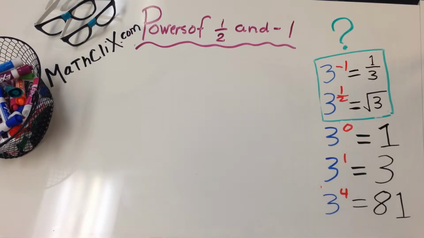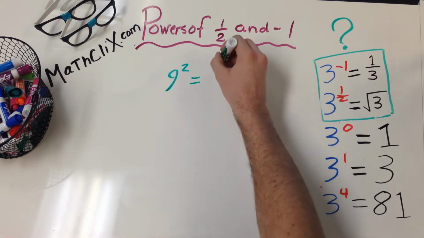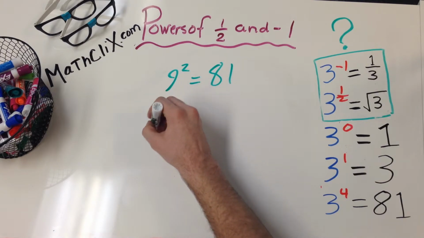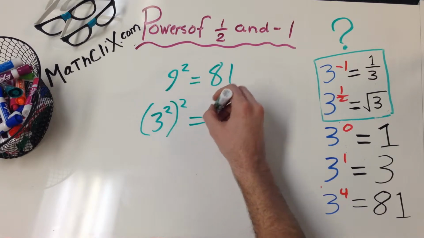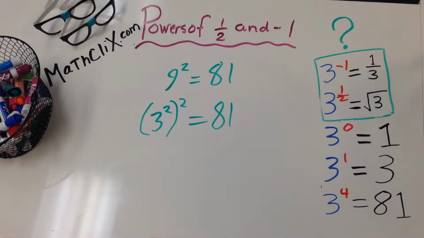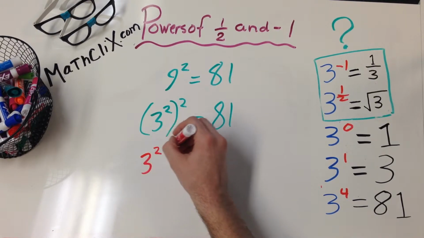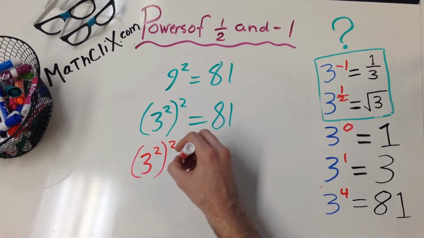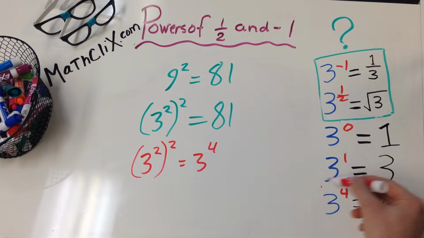So, on to fractional powers. How do we get fractional powers? Well, we know that 9 squared equals 81. It's showing in the last video that 9 could also be written as 3 squared. Well, if we square that again, that equals 81. So, a base with an exponent raised to another exponent, we really just multiply these exponents and we get 3 to the 4th, which equals 81.